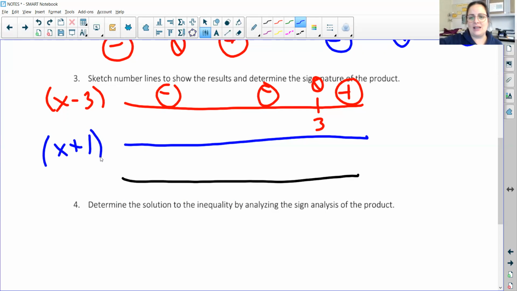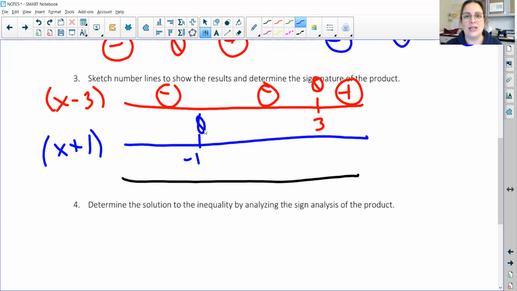So if this is a positive 3, I've taken the same number line and broken it apart into 3 instances so we can look at them separately. I'm going to put the -1 here because again, it's the same number line as that red number line. I'm just looking at it again separately. Okay, so when x is equal to -1, the value of that factor is 0.